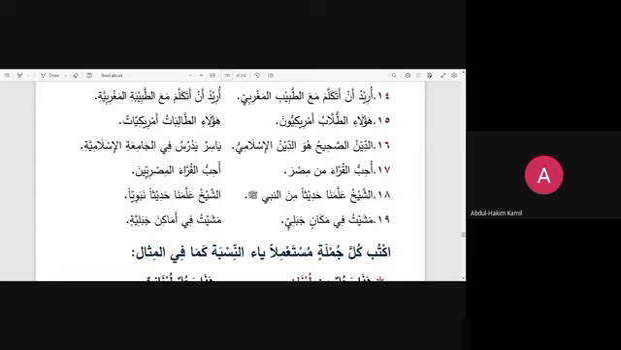This Islamic religion. So imagine, look at mudaf mudaf ilayh. Deenul Islam, the religion of Islam. Deenul Islam, that's the religion of Islam. Ad-Din al-Islami, the Islamic religion. Naam.